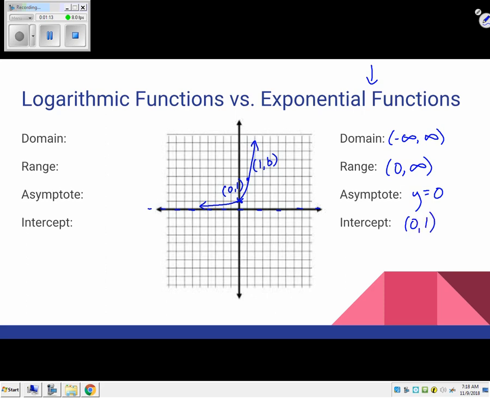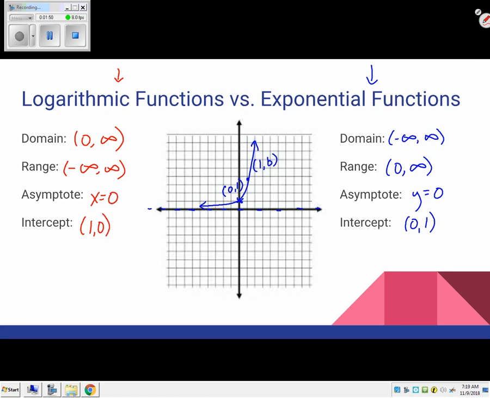Now with a logarithmic function, everything's going to get flip-flopped. Remember, exponentials and logarithms are inverses of each other. So what was my domain over on exponential functions is going to come over here and be my range, and what was my range comes over to be my domain. Everything flip-flops, so instead of my asymptote being at y equals 0, now it's at x equals 0. Instead of the intercept at (0, 1), it is at (1, 0).